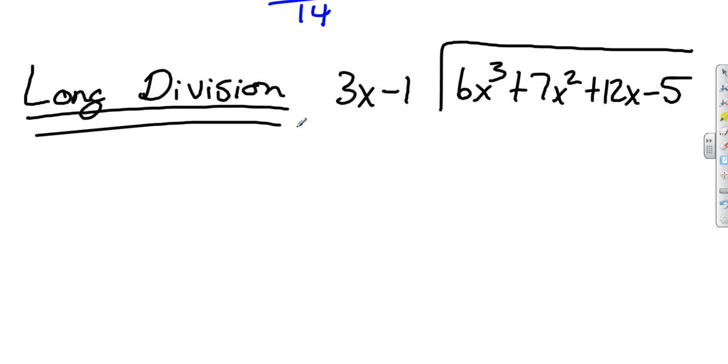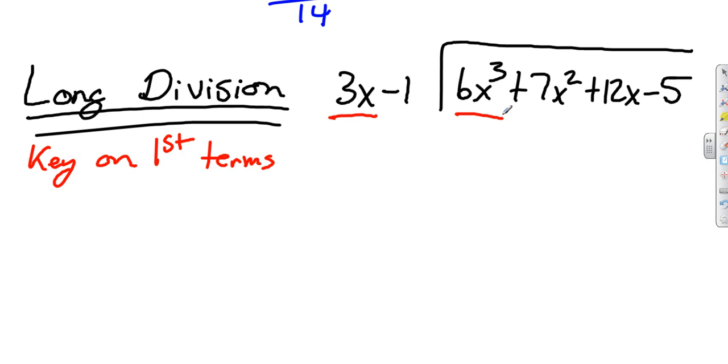Okay, and with long division, here's the one key thing when you're doing these. You key on the first terms. So the very first thing you're going to do is start with dividing 3x into 6x to the third. Oh, one thing I forgot to mention on this one. As you're doing long division, or synthetic division in a minute, there's two key things that you have to have here. Almost forgot about those.